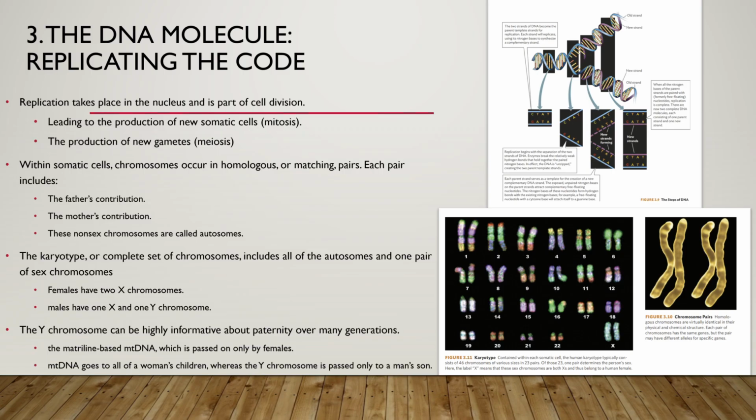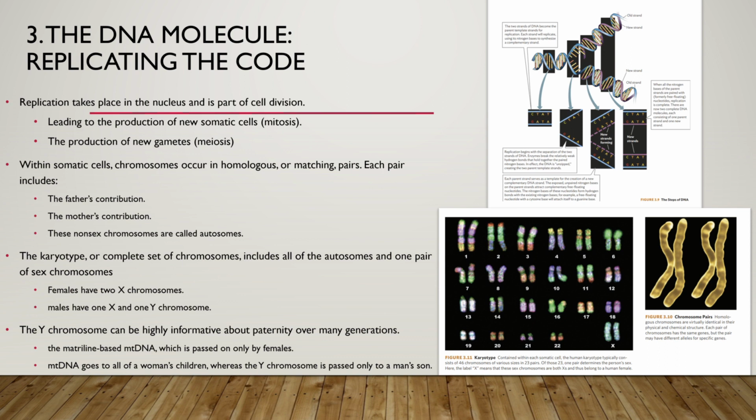The next one is the DNA molecule, replicating the code. One function of the DNA molecule is to replicate itself. Replication takes place in the nucleus and is part of cell division, leading to the production of new somatic cells, which is called mitosis, or the production of new gametes, called meiosis. Replication thus results in continued cell production. From the single-celled zygote like the fertilized egg to 2 cells, then 4 cells, and so on.